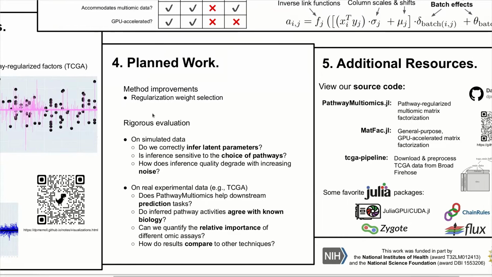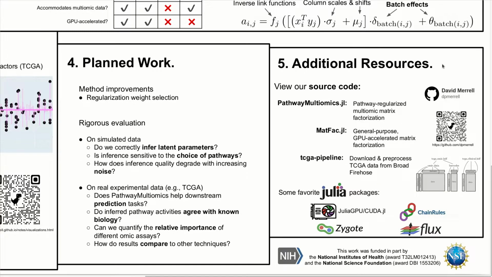As I've said, this method is still a work in progress. There are still improvements that we plan to make. Very importantly, we still need to subject PathwayMultiomics to a rigorous evaluation to determine whether it produces useful and reliable results. This includes a simulation study, as well as some evaluation on real data, from TCGA, for example. I'm eager to discuss this with you, or to hear any ideas you may have about model improvements or model evaluation. Lastly, I welcome you to look at our source code or check out some of the other work we've produced along the way. I'm also happy to chat about Julia with anybody who's interested.